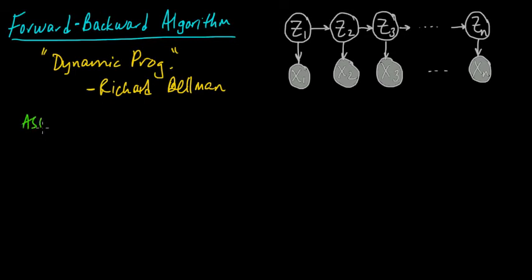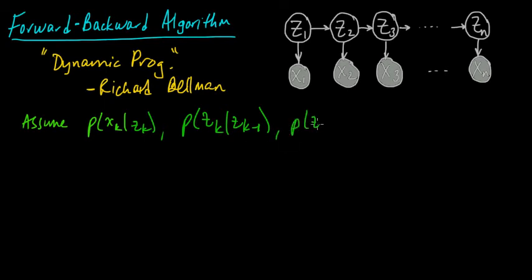And we'll assume, so the forward-backward model assumes that we know the distributions, the emission probabilities. I called these the emission probabilities before. So we assume that those distributions are known. We'll assume that the transition probability distributions, or the transition matrix, is known. And we'll assume that the initial distribution is known. So assume these are all known.